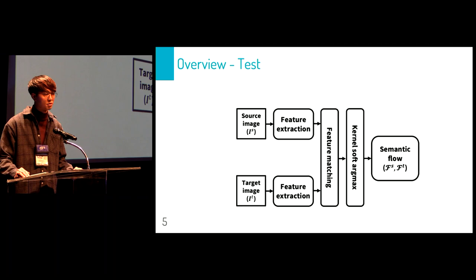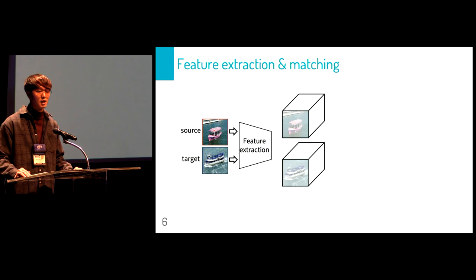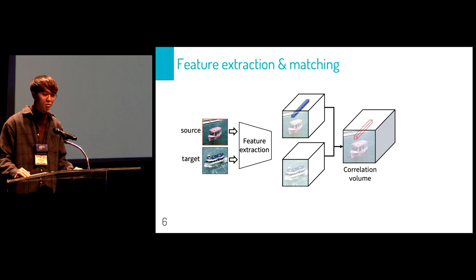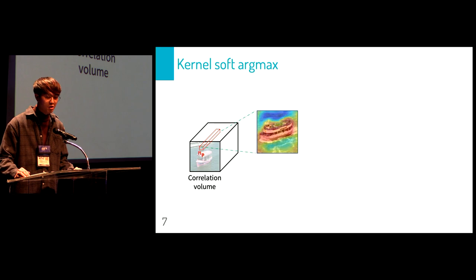In detail, the feature extraction and matching stages are as follows. Given source and target images, they are converted to feature maps using a CNN. By calculating the cosine similarity between local features, the correlation volume can be obtained. From the volume, we visualize the score map, which contains one source point and all target points. To find the best match, we search for the location of the highest score by using argmax.